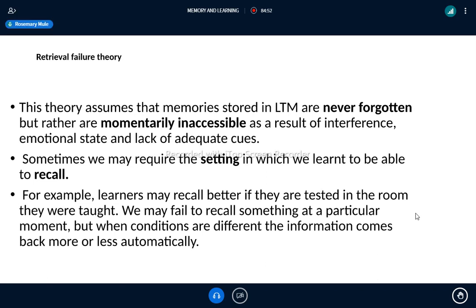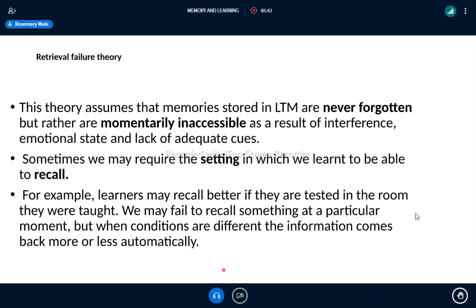The retrieval failure theory assumes that memories stored in long-term memory are never forgotten, but rather are momentarily inaccessible as a result of interference, emotional states, or inadequate cues. There's a slide I skipped earlier on, which was the retrieval process, because I had explained it. So retrieval failure theory explains that sometimes we fail to access information because we don't have the cues that can lead us to it.